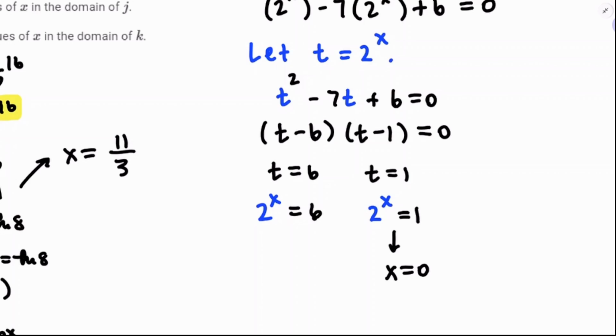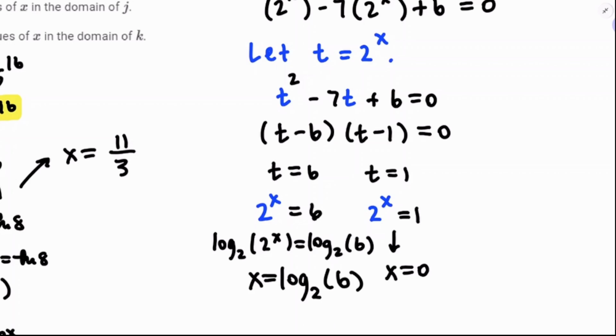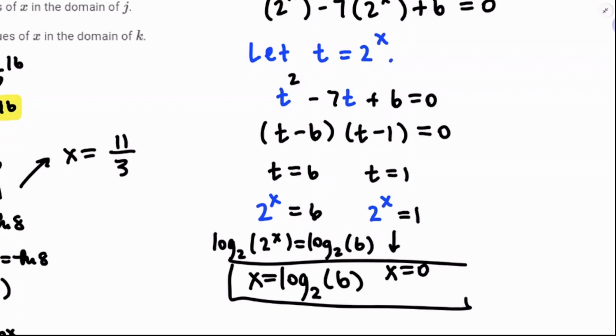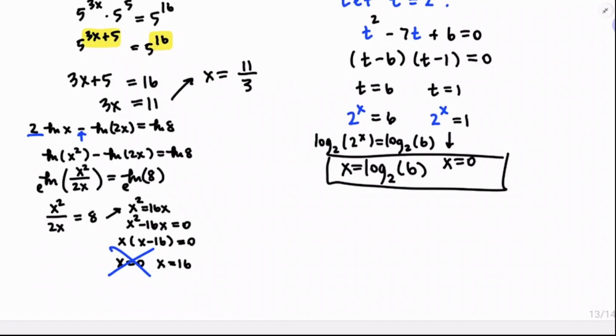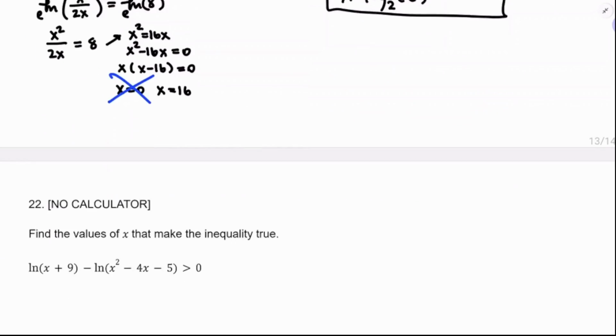Over here, 2 to the x equals 6, I probably need to take a log with base 2 of both sides. So log base 2 of 2 to the x equals log base 2 of 6. And so x equals log base 2 of 6. These are my solutions, or my input values in the domain of m that yield an output value of 0. That was nice. I like that.